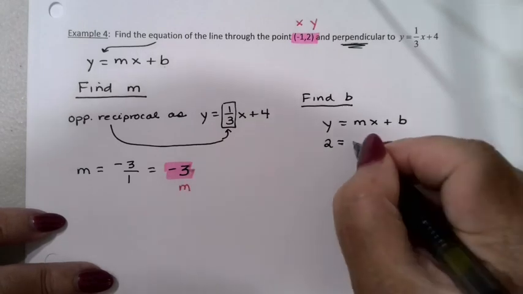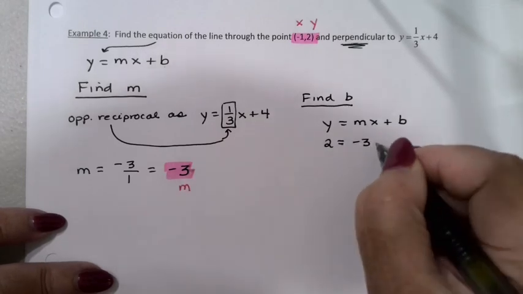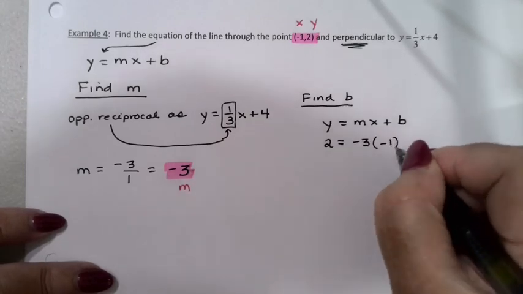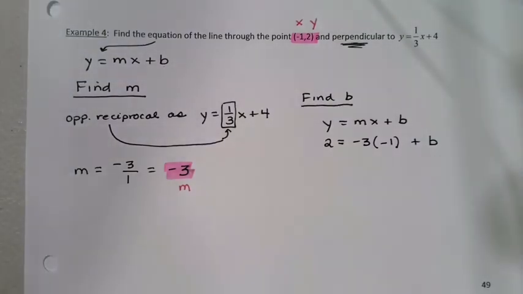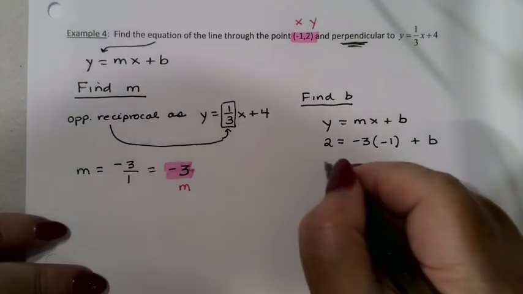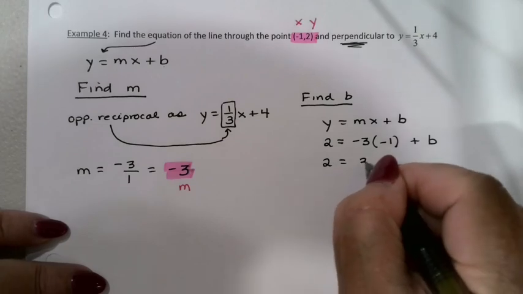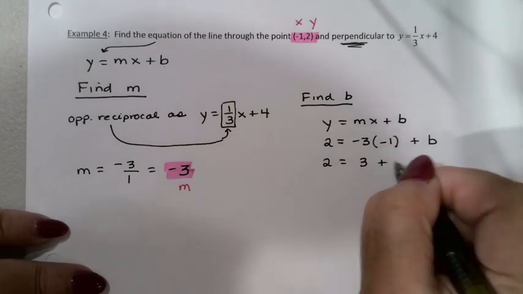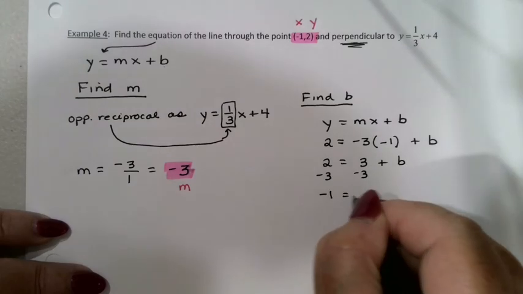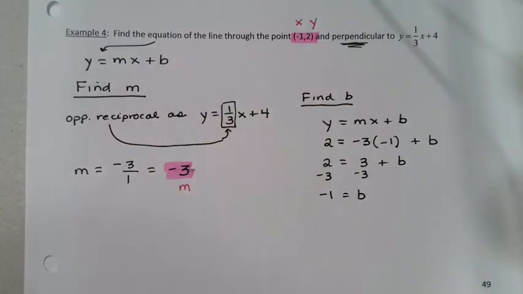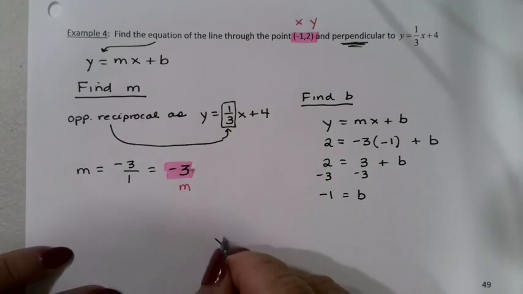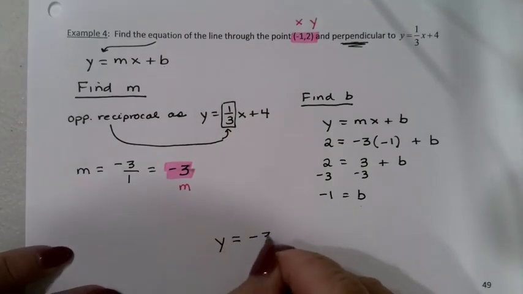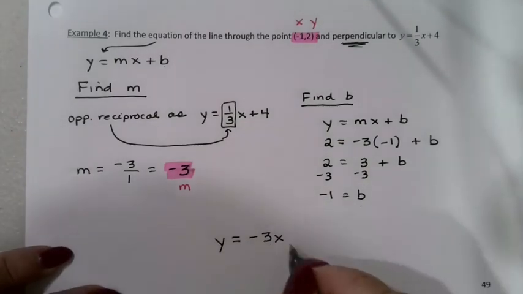So y is 2, m is -3, x is -1, and then I have that plus b. So 2 equals 3 plus b, and b is going to be -1. So there we go. I now know m and b, and my line will be y equals -3x minus 1.